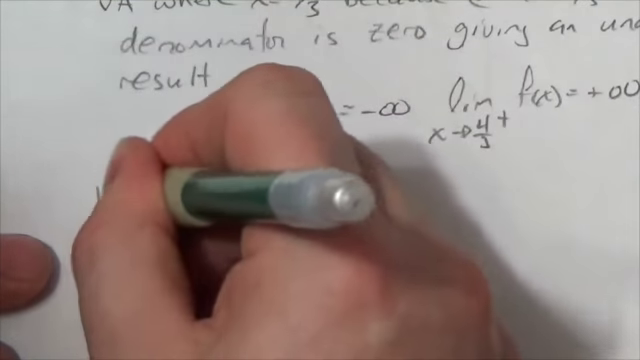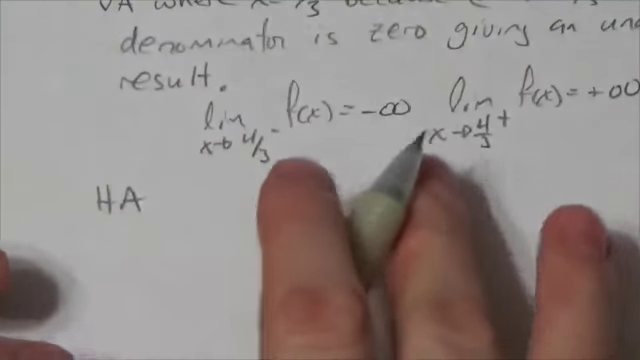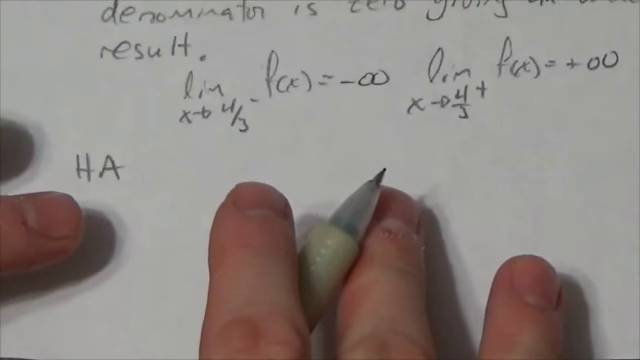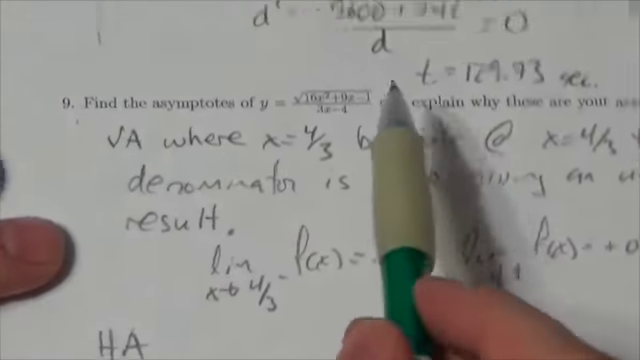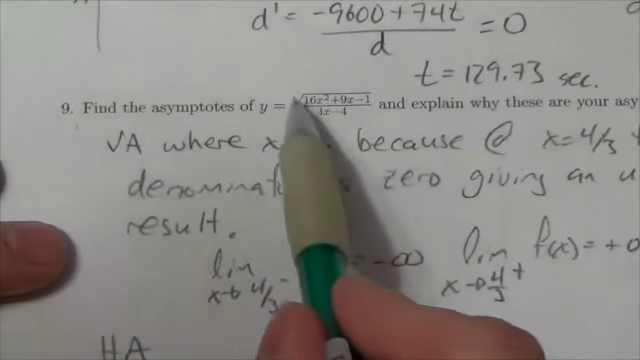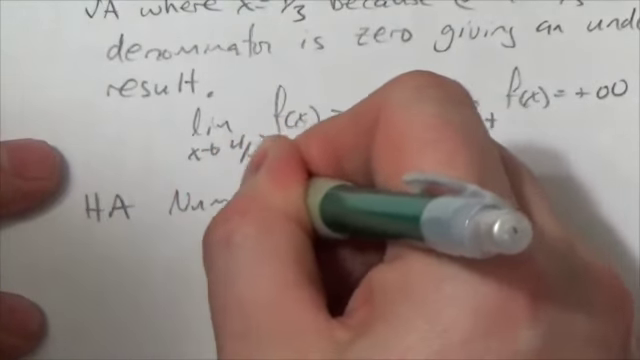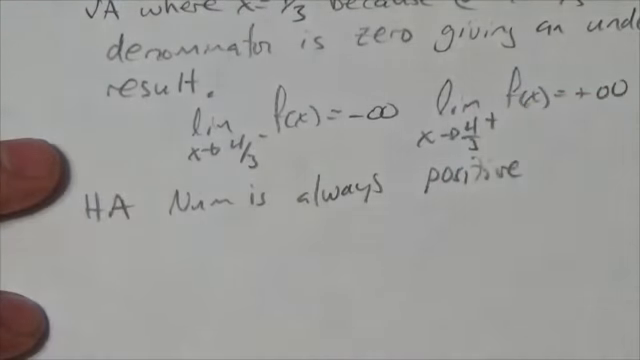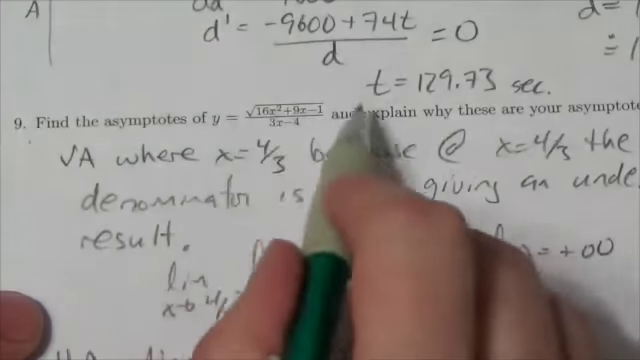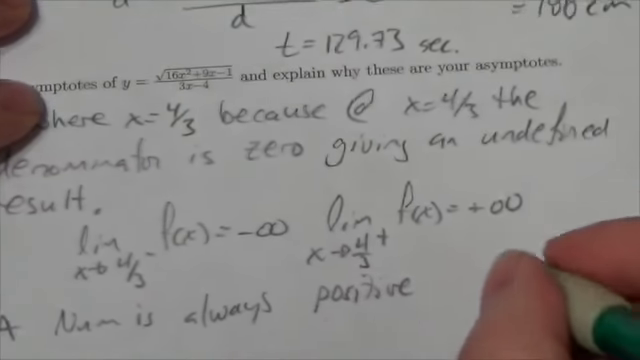Now, horizontal asymptote. Now this is about comparing degrees. If you allow the value of x to get infinitely large in either direction here, we're going to just investigate what happens. Again, notice that the numerator will always be positive. That's an important point to make here, and that's because of the square root. The square root can only produce positive results here. The numerator is always positive.